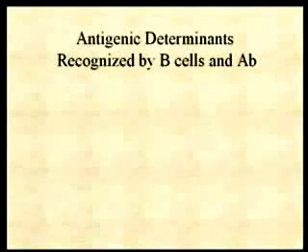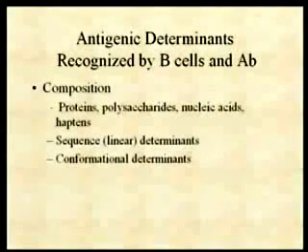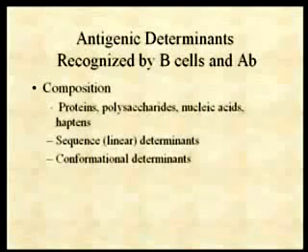What I want to do now is talk a little bit more about the antigenic determinants. And in order to do this, we need to discuss the antigenic determinants that B cells recognize and that antibodies recognize, and those that T cells recognize, because they're slightly different. In the case of the B cells and the antibodies that will ultimately be produced by those B cells, the determinants that are recognized, as far as composition is concerned, include the protein. So B cells and antibodies will recognize protein determinants.